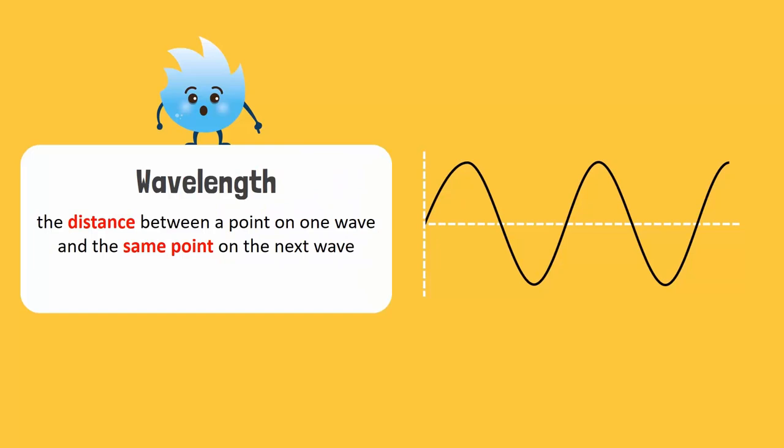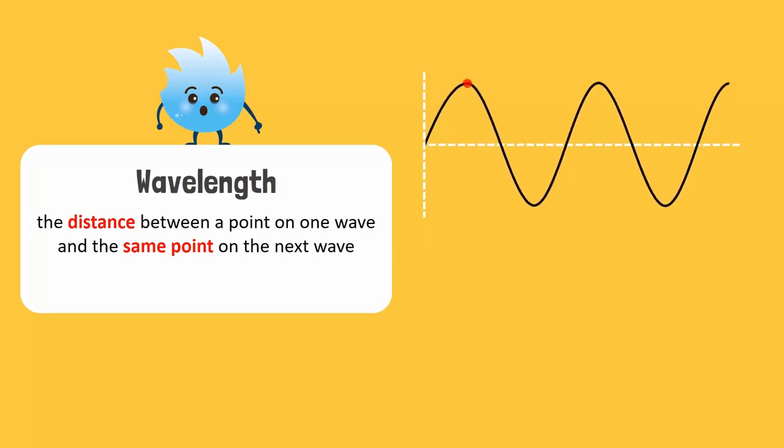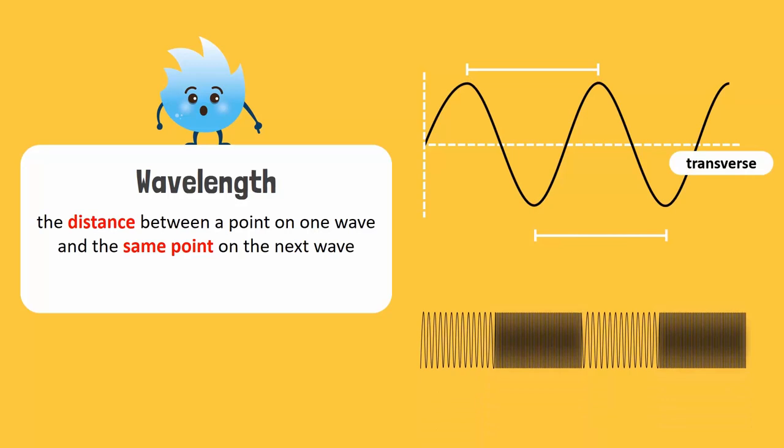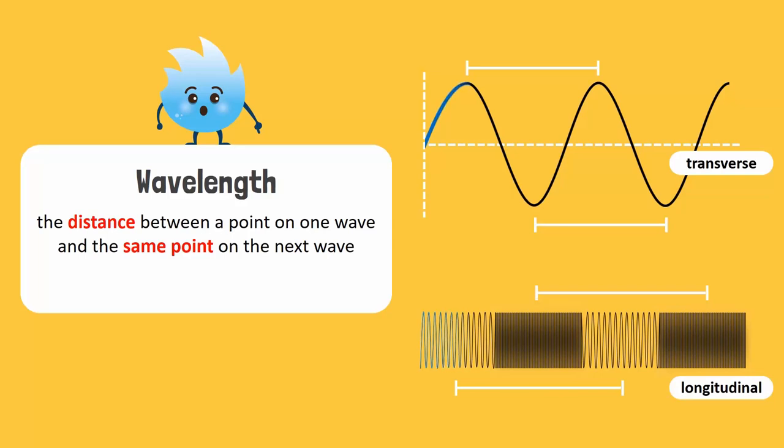Next, let us discuss wavelengths. A wavelength is the distance between a point on one wave and the same point on the next wave. For example, these 2 points can either be two consecutive crests or two consecutive troughs in transverse waves, or they can be the distance between two consecutive compressions or rarefactions in longitudinal waves. The wavelength is also the length of one complete wave. It is denoted by the Greek letter lambda and is usually measured in meters, m.